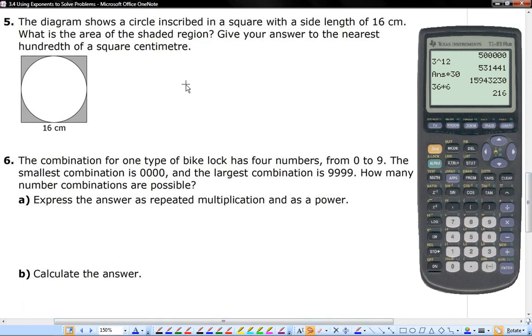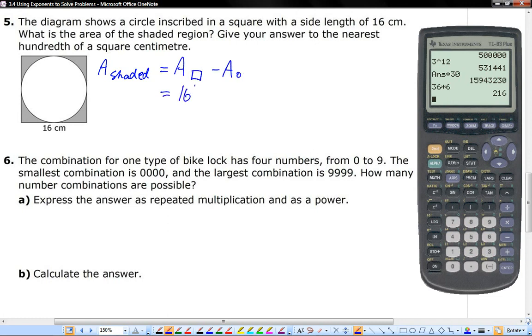In this 5th example, the diagram shows a circle that's inscribed inside a square, and the square has a side length of 16 centimeters. We want to know what is the area of the shaded region. We're going to give our answer to the nearest hundredth of a square centimeter. So this shaded area is equal to the area of the square minus the area of the circle.